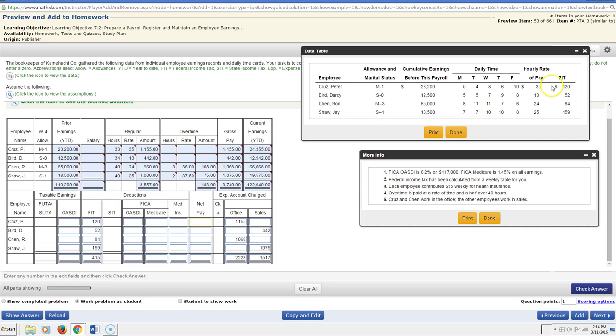Now, the income taxes, that's the federal income taxes, FIT, federal income taxes withheld, have already been calculated for you, and they typically are in a computerized system. You may see in the book some charts that show you how much to deduct depending on the person's marital status, single or married, and the number of exemptions that they claim. For example, this guy's married.